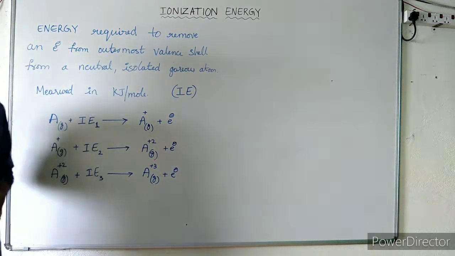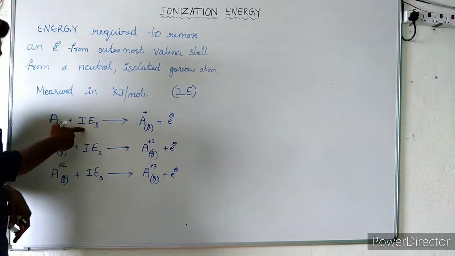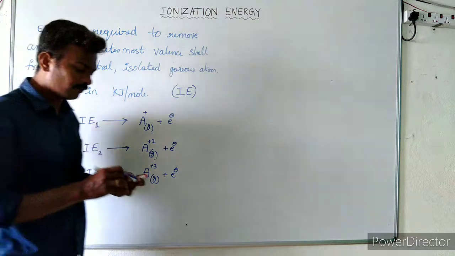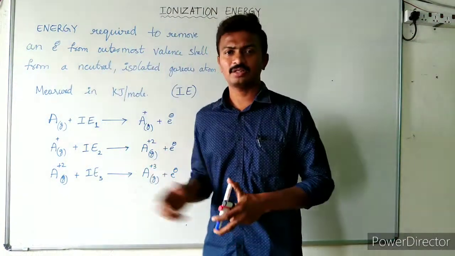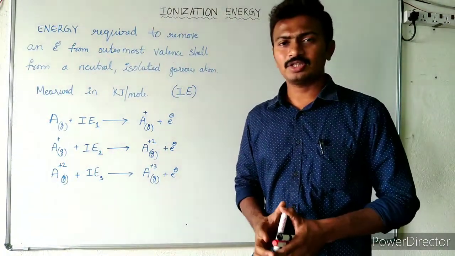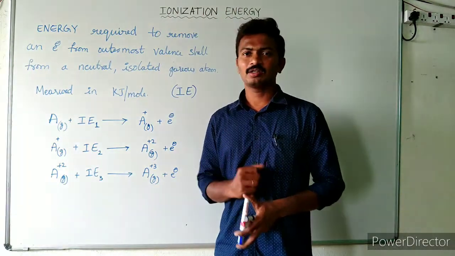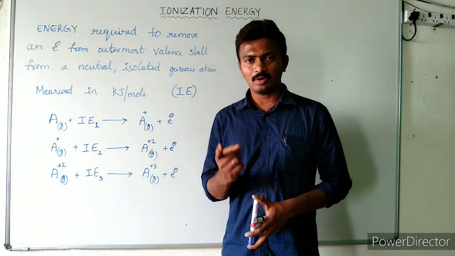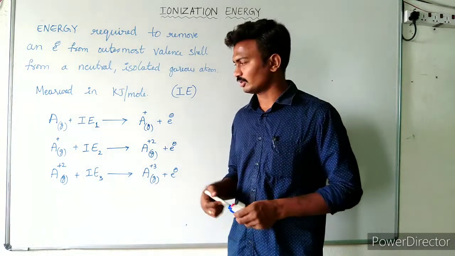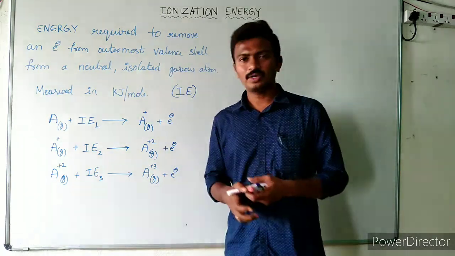One more electron will be removed. This is first ionization energy, second ionization energy, third ionization. Now, let us compare this. Which ionization energy will be greater? Either the first or second or third. First energy will be greater or second energy or third energy. Let us just find out.